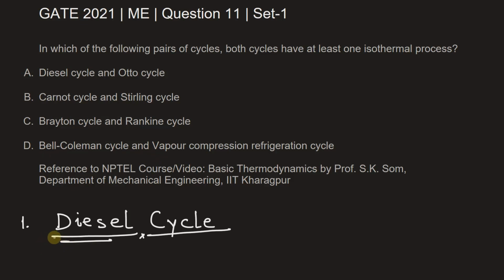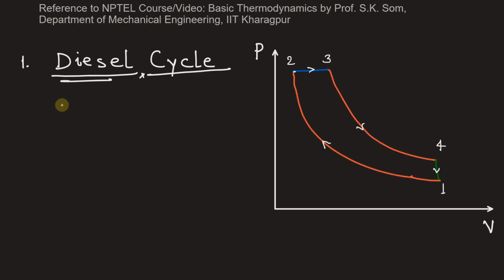So the first cycle that we are going to see is diesel cycle. Let's see the PV diagram of diesel cycle. Now the diesel cycle is used in IC engines and this is also called a constant pressure cycle. So why it is called constant pressure cycle is because heat is added when the pressure is constant. So Q in.